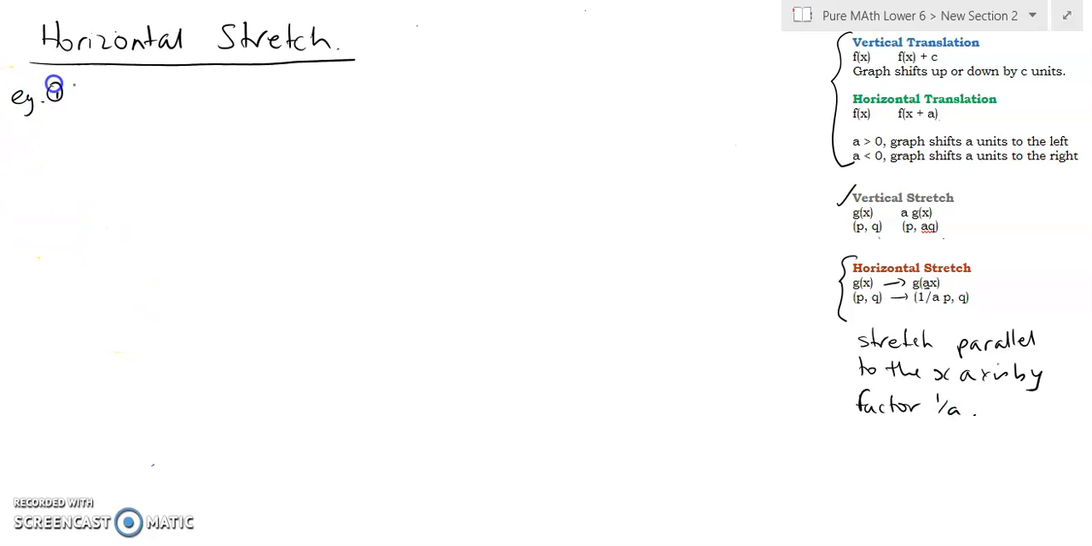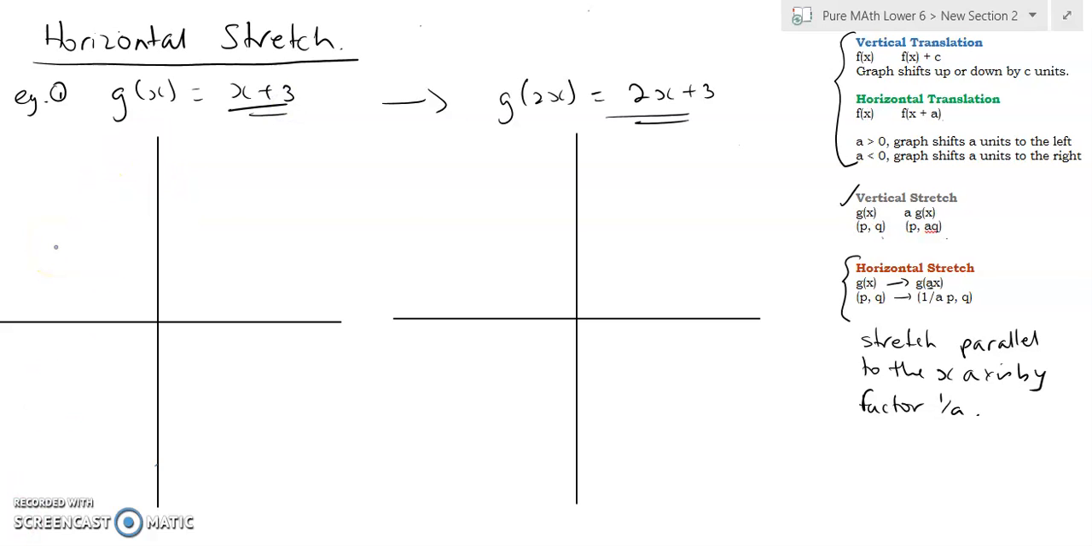Example 1. Say g of x was the curve x plus 3, and say it now becomes g of 2x. That will become 2x plus 3, and that'll be that, right? So this is this, and this is that. So let me do my sketch. This first one, g of x is equal to x plus 3, that'll be a line like this. Right. Here would be 0, 3. Here will be minus 3, 0. Right. Now, p, q, they say will go to 1 on a times p, q.